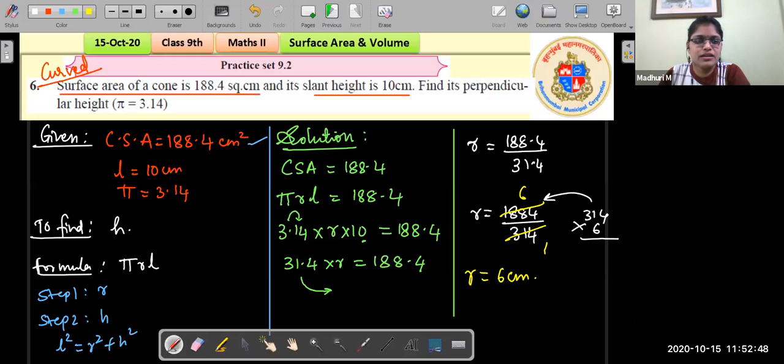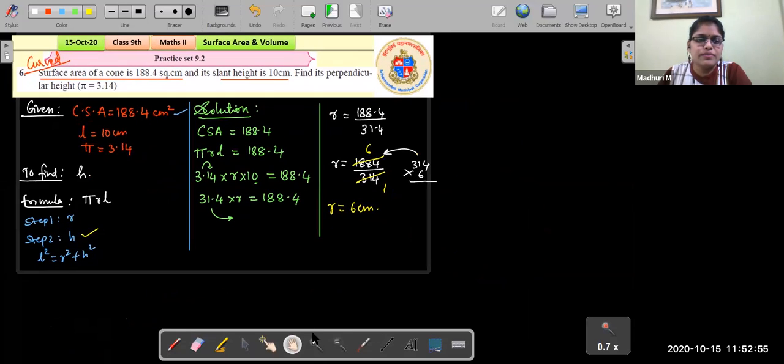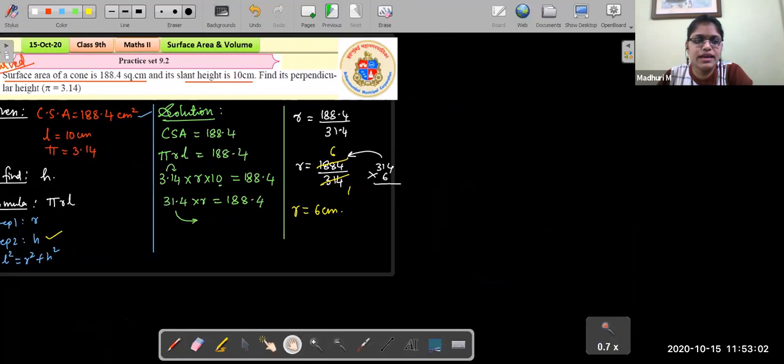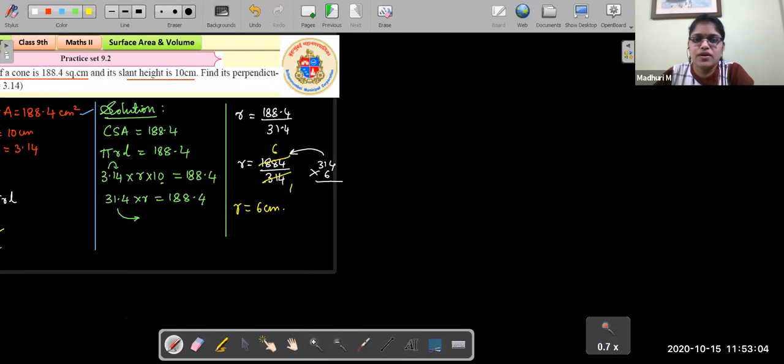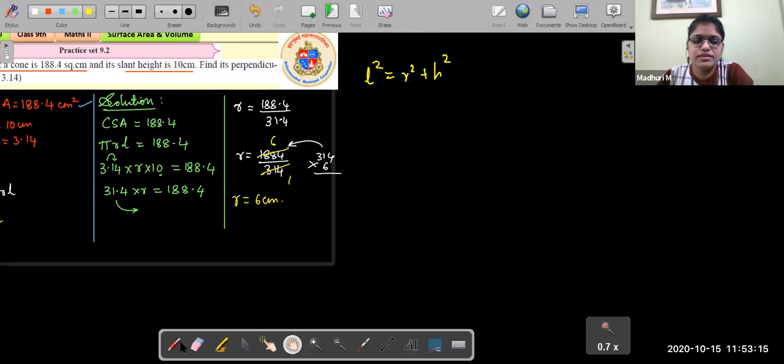And the next step, that is we need to find the height. So how do we do that? For finding out the height, we will be using the formula L squared equals R squared plus H squared. We have the L with us, right? So L is 10 and R is 6. 10 squared equals 6 squared plus height squared, right?